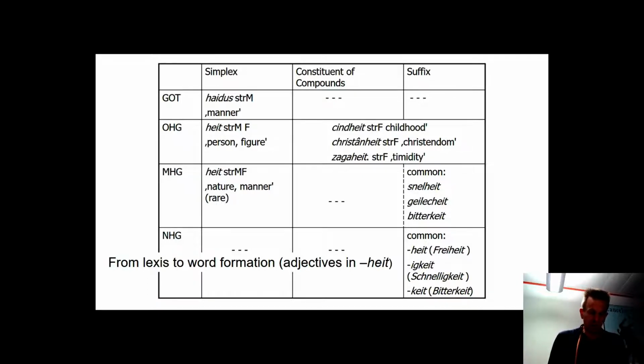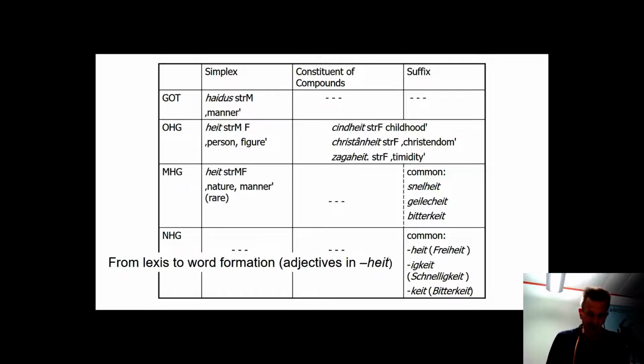In Old High German, alongside a freely occurring substantive heit, meaning person, personality, shape, there is already a whole series of compounds in which heit functions as a base word, such as Zageheit, which means timidity. The noun heit occurs only occasionally in Middle High German.